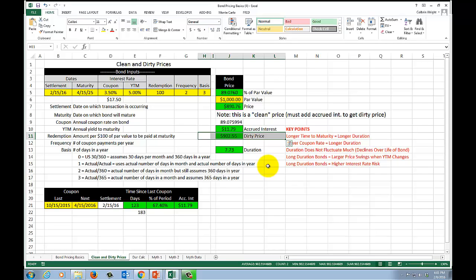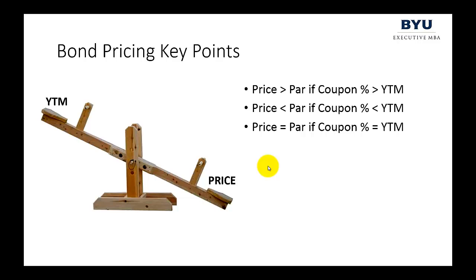I hope you can see that that dirty price has two components. It's the clean price, the price of the bond on settlement, plus the accrued interest, all of the interest built up from the last coupon payment to the settlement date. It's a little bit of minutia, but I want you to at least be exposed to that. But I want to come back here to the key bond pricing points.